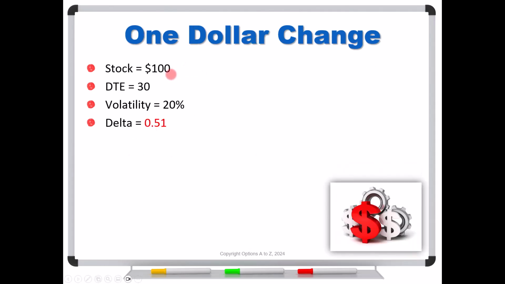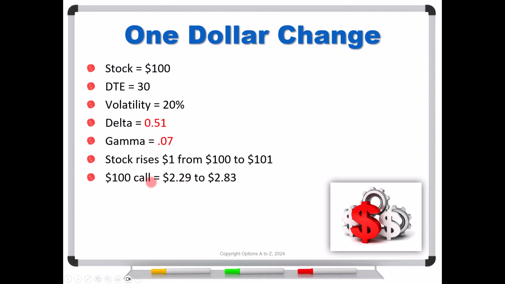So let's go back to the information that we had before. Stock is 100. We've got a delta of 0.51. But now we look at our broker's platform and we see that it has a gamma of 0.07. Fairly high. We can tell that this is probably an at the money option with not a lot of time to go. That's why this gamma is fairly big relative to this delta. But now we're going to say that the stock rises $1 from 100 to 101. As we saw before, the call would rise from 2.29 to 2.83.